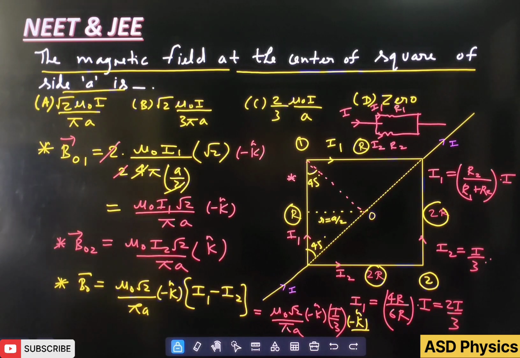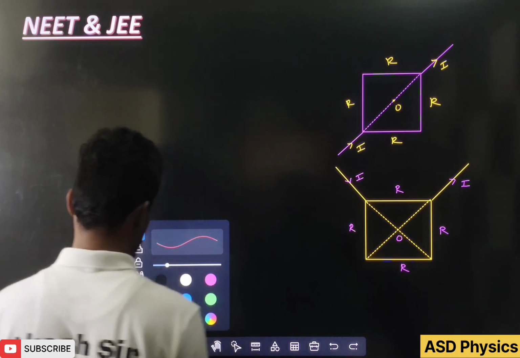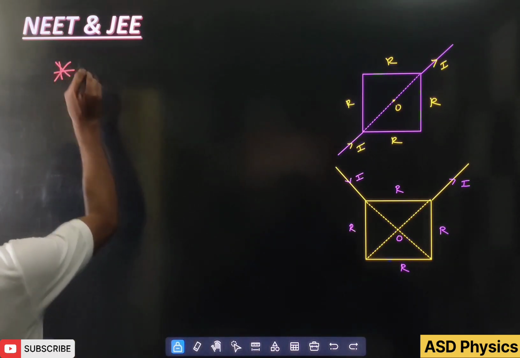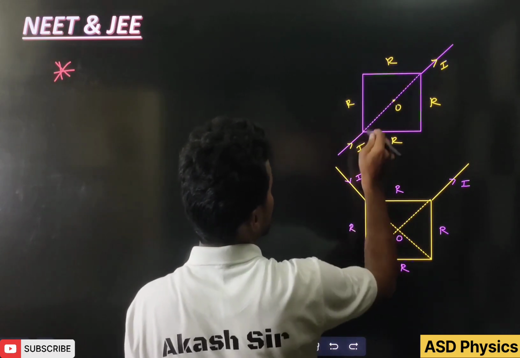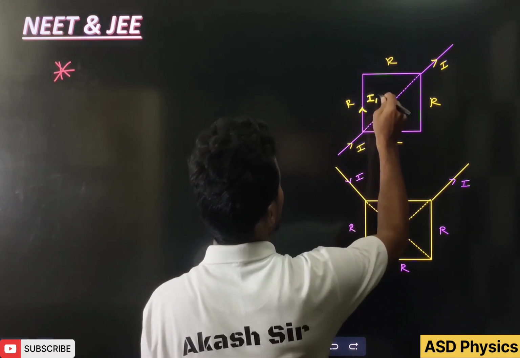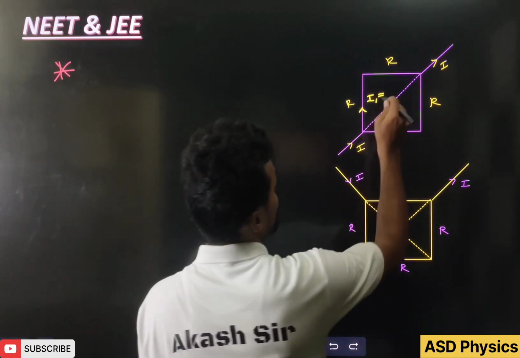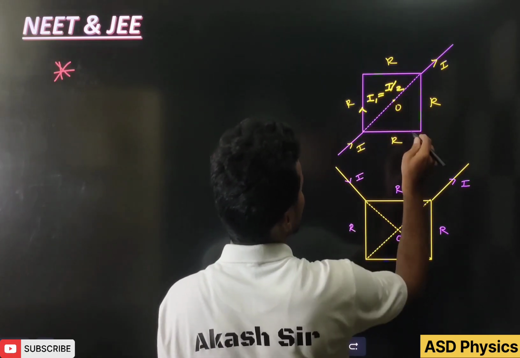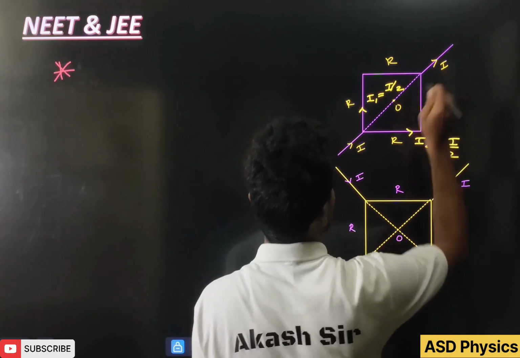Okay, that's why it is coming like this. Now, if we talk about this special case, current I is coming in here, so I1 will come, anyhow, this side resistance is 2R and this side also resistance is 2R, so the path is the same. That means I1 will be I by 2, and I2 will also be I by 2.